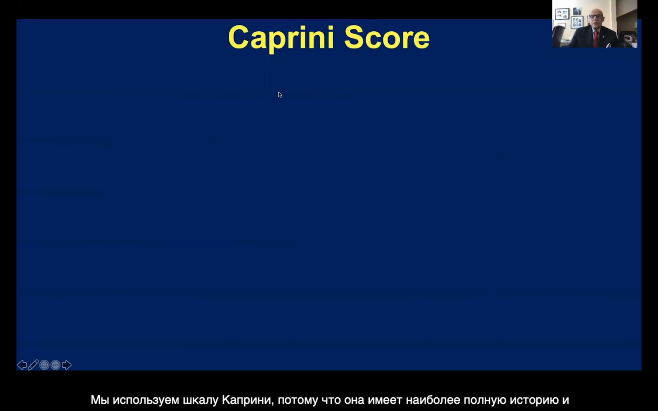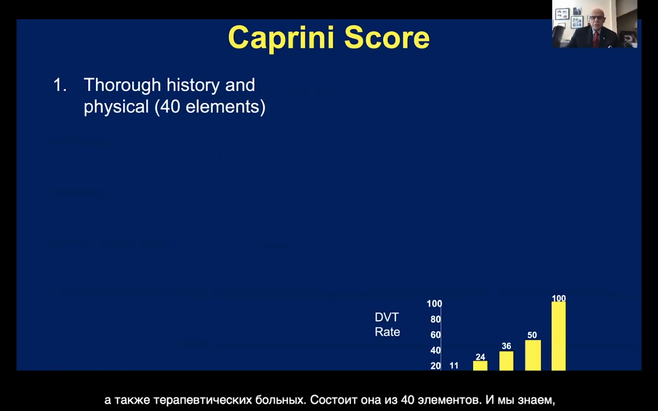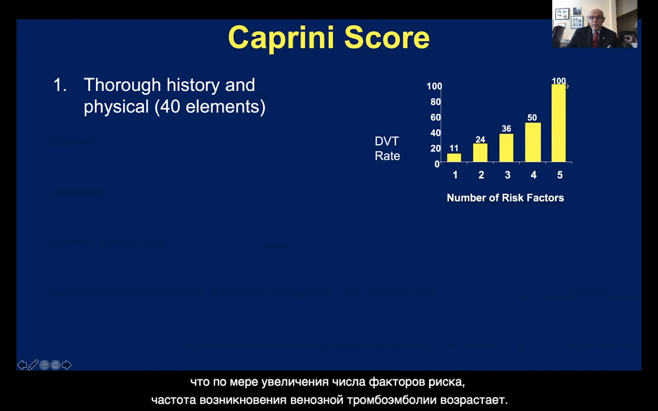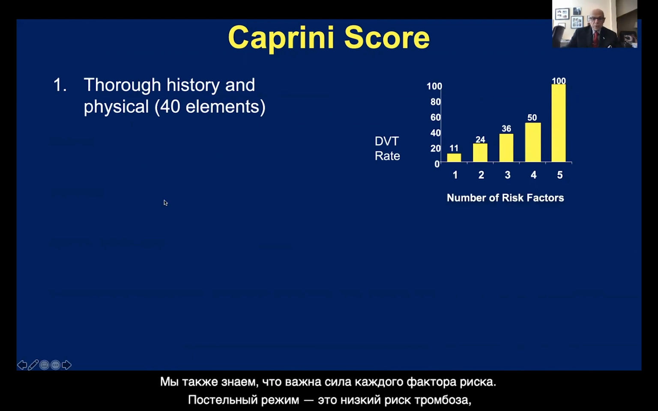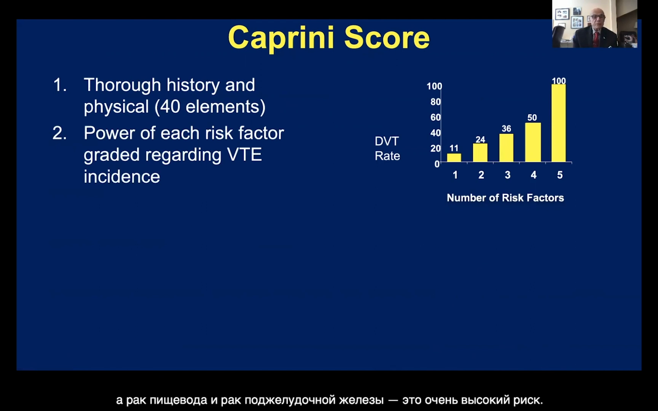Now, we use the Caprini score because it's the most comprehensive history and physical available that's been widely tested around the world in surgical patients and in medical patients too, by the way. And it consists of 40 elements. And we know that as the number of risk factors increases, the incidence of venous thromboembolism goes up. We also know that the power of each risk factor is important. Bed rest is a low risk of thrombosis. Esophageal and pancreatic cancer, very high risk.